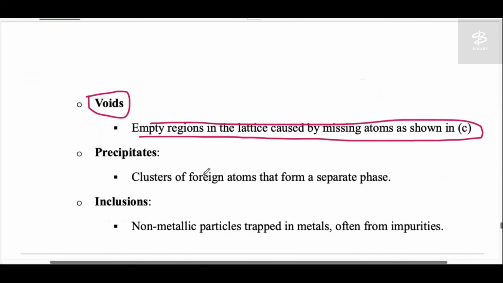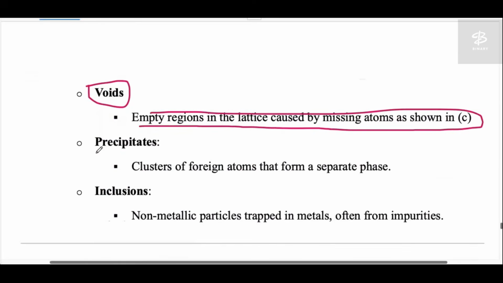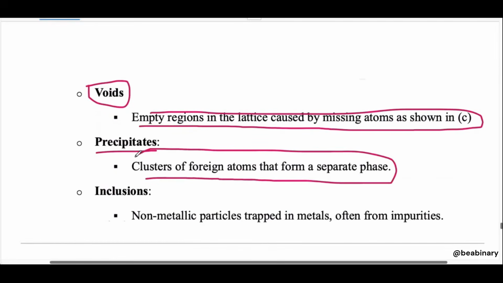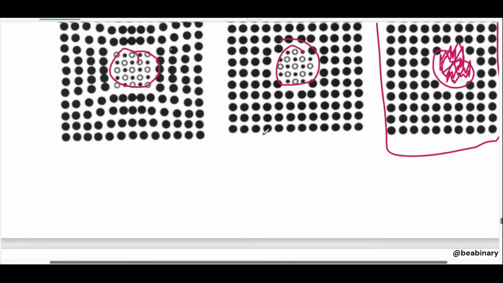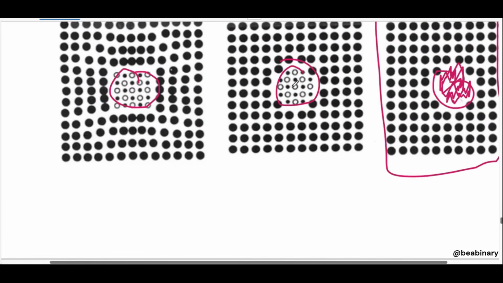Okay, now come to the participant. Participant means cluster of foreign atoms that form a separate phase. Okay, this is a separate phase. As you can see here, this one. This is a separate phase. Okay, they all are in a different way. I mean, the molecules and atoms are present, but in a different phase.